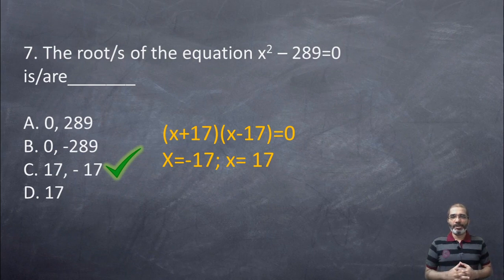So I will get x plus 17 in one bracket and x minus 17 in the other bracket equal to 0. And when you solve, we get the answer as minus 17 and 17. So there are two roots, 17 and minus 17. Option C. Okay, let's see the next one.